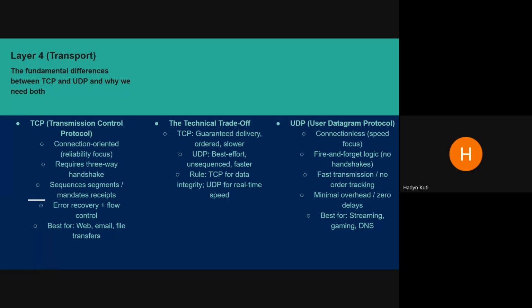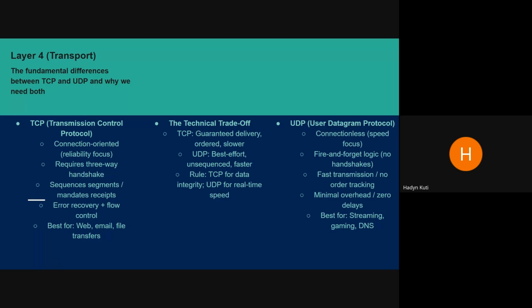And then we have the technical trade-off of the two. TCP gives us guaranteed delivery, ordered sequencing, and slower transmission rates. The heavy checking, tracking, and constant back and forth communications means that you get perfect data at the cost of speed and bandwidth, while UDP gives us the best effort delivery, potentially jumbled sequencing, and faster transmission rates. You get an incredibly fast, lightweight stream of data, but you have to accept the risk that some pieces might get lost along the way.